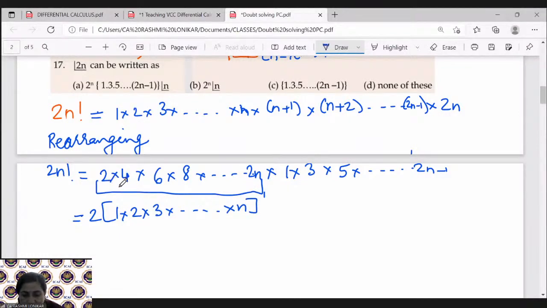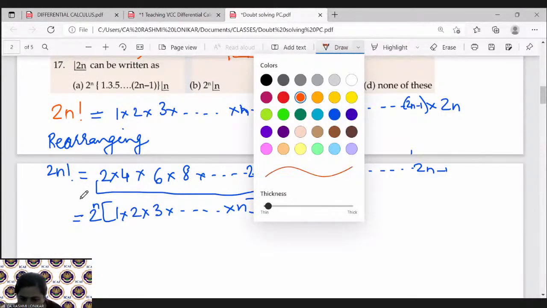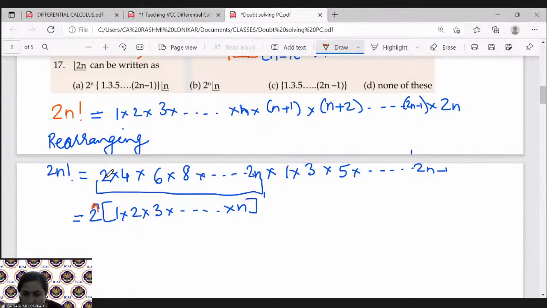But this is a multiplication sign. So how many 2's can I take out common? 1, 2, 3. How many? Up to n. So this is 2 raised to n common. You have to remember here that because this is multiplication, I will be taking 2 raised to n common. From this I take 1, 2. From this I take another 2. And so I get this.